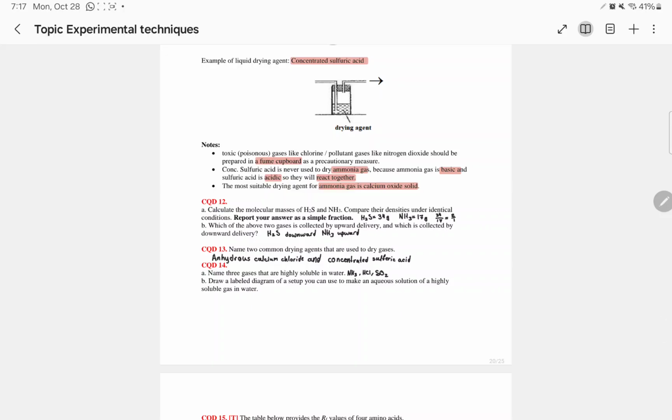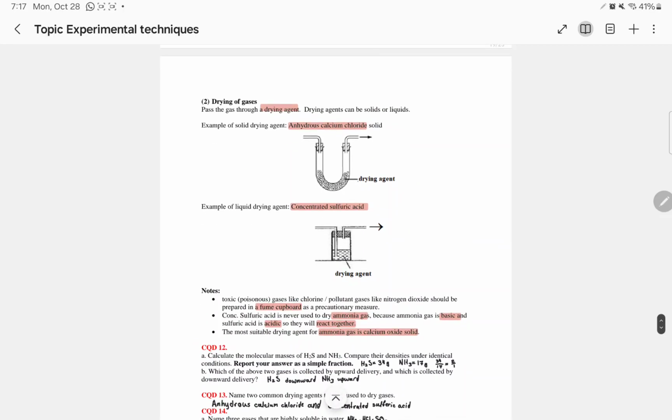Concentrated sulfuric acid is never to be used with dry ammonia gas because ammonia is basic and they will react together. I meant ammonia gas: you will never dry it using sulfuric acid. Always dry ammonia gas with calcium oxide solid, which is this one, the first one.